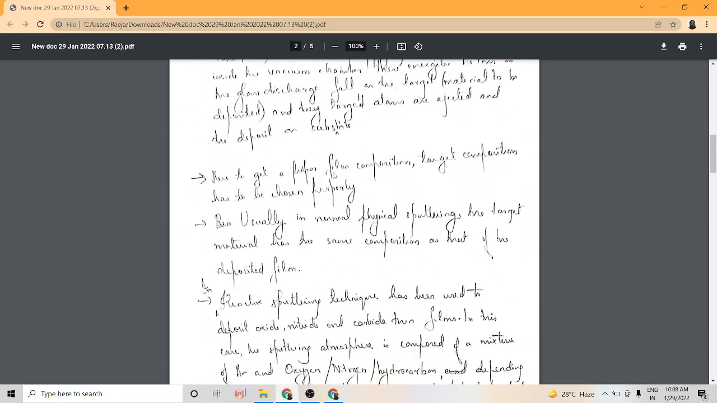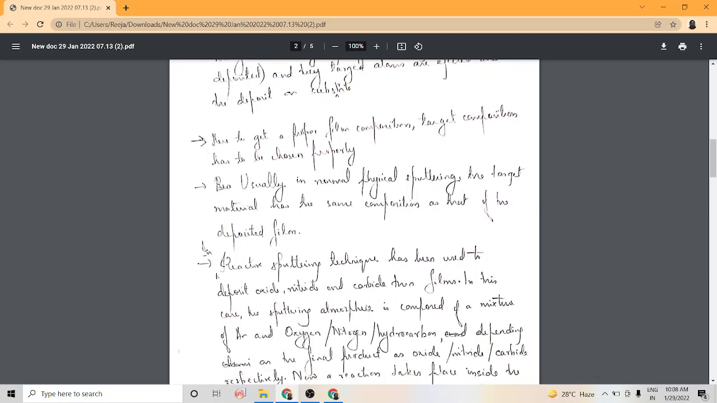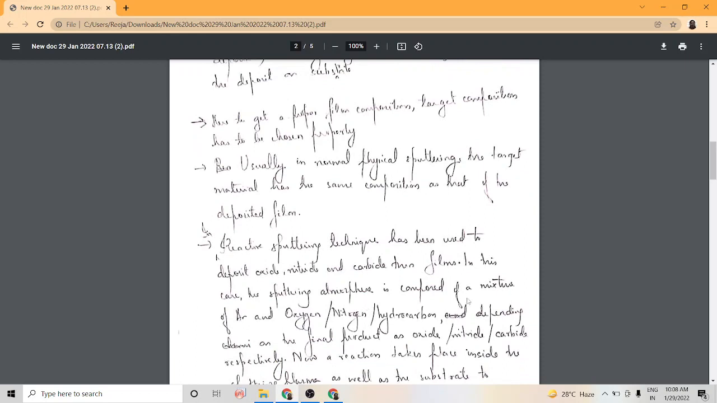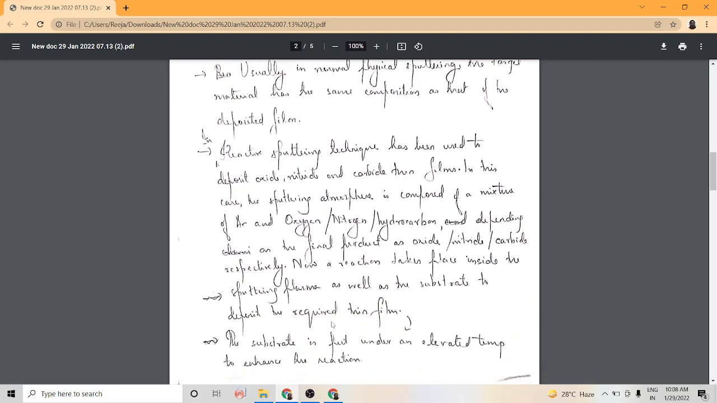Now, to get a proper film composition, the target composition has to be properly chosen. Usually, in the normal physical sputtering method that we follow, the target material has the same composition as that of the deposited film. However, in the reactive sputtering technique, which is used to deposit oxide, nitride, carbide thin films, the sputtering atmosphere is composed of argon and either oxygen or nitrogen or some hydrocarbons, depending on what final product we require, whether we require an oxide film, a nitride film, or carbide film to be formed on the surface of the substrate.